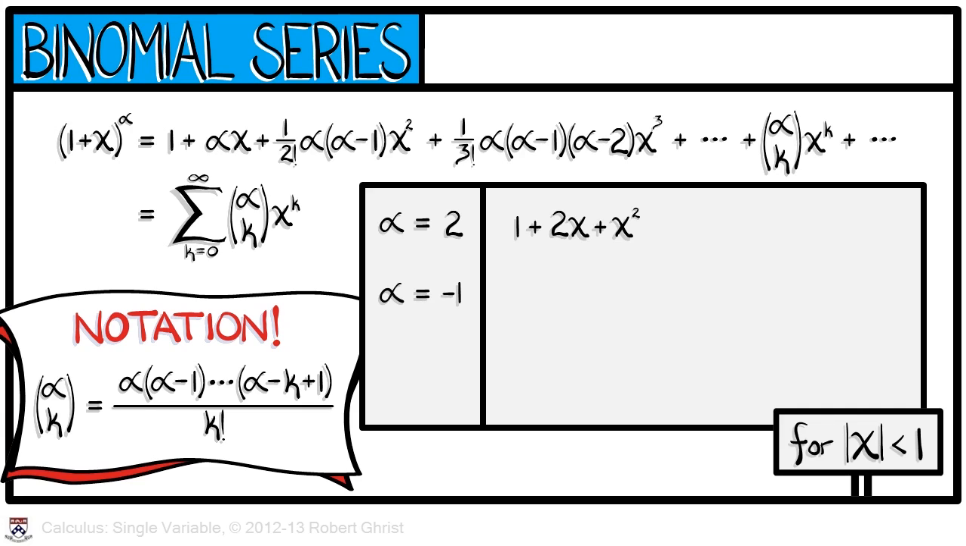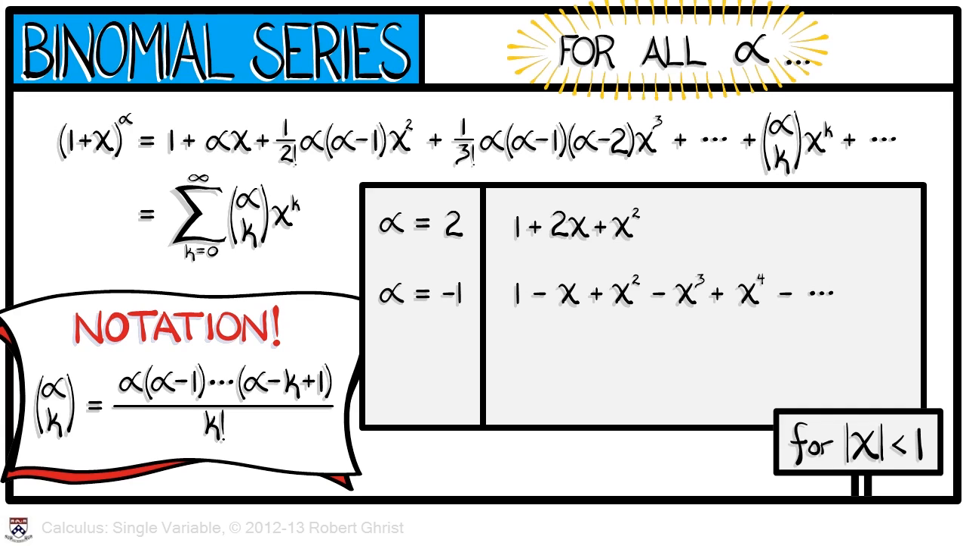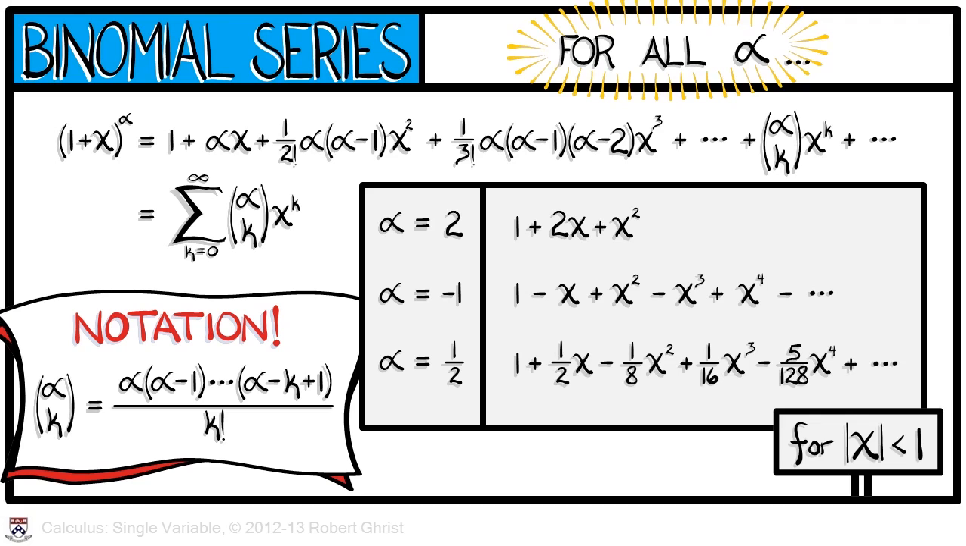When alpha equals -1, we're really looking at a variation of the geometric series for 1 over 1 plus x. This, however, holds for all values of alpha. For example, if we take alpha equal to 1/2, so that we're looking at the square root of 1 plus x, then one can evaluate these binomial coefficients and obtain a Taylor series for that. In this case, in particular, this is only going to remain valid for x less than 1 in absolute value.